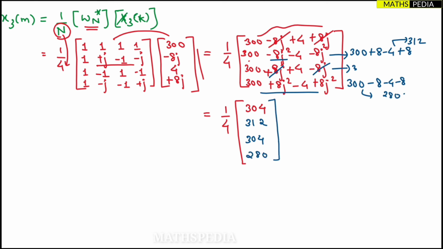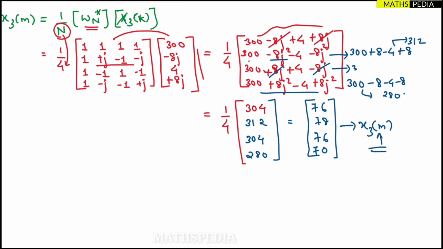Now we have to divide by 4. So when you divide it by 4, how much will we get? 76. This one will be 78. 300 again 76. This one will be 70. Okay, so this is the answer we got. So this is nothing but x3 of m. This is nothing but the circular convolution of x1 of n and x2 of n.